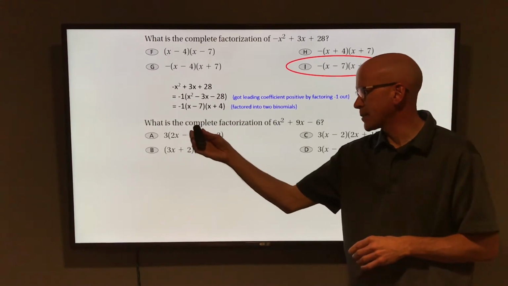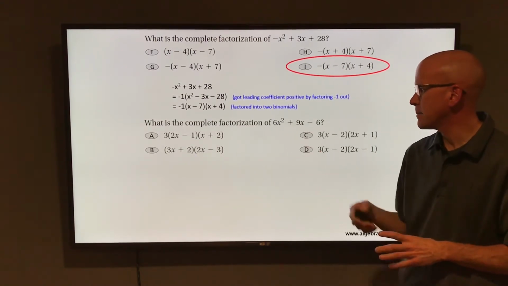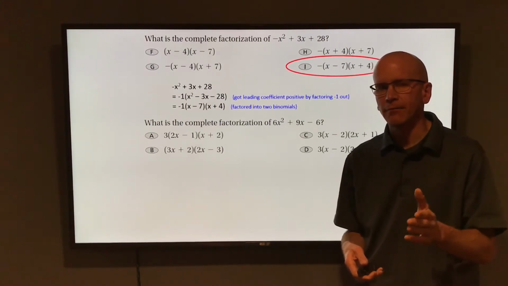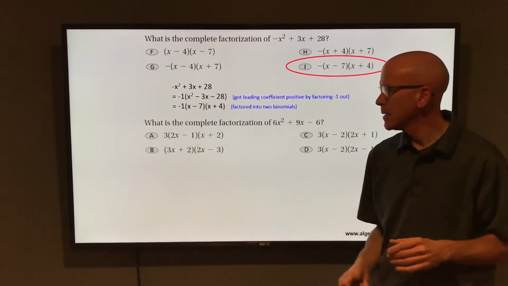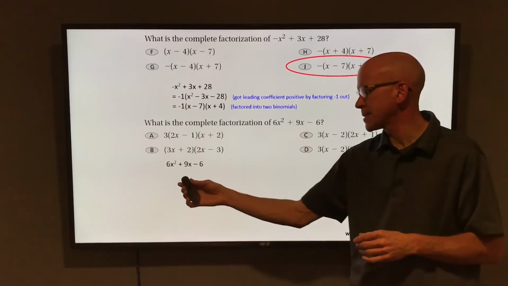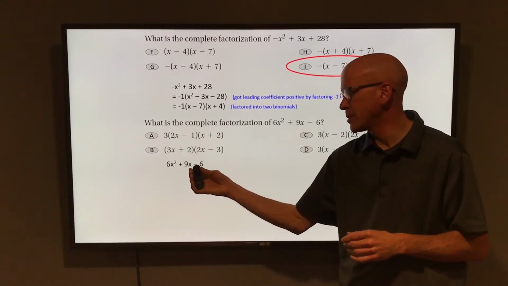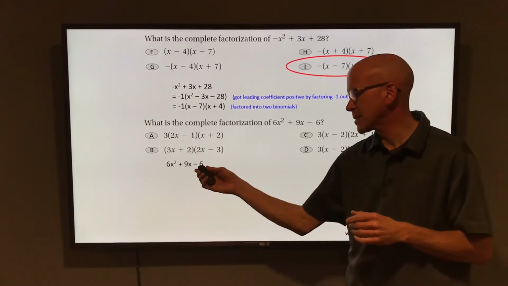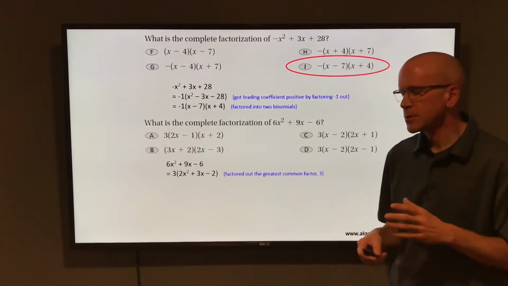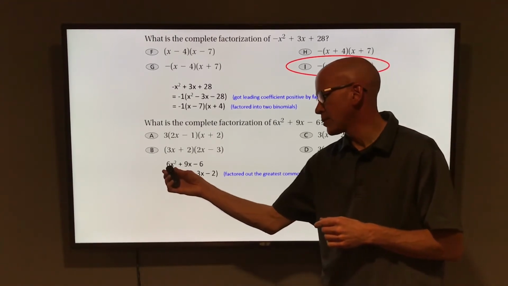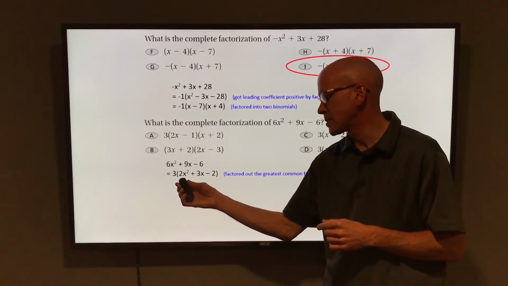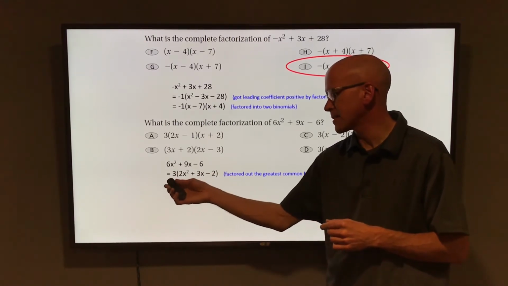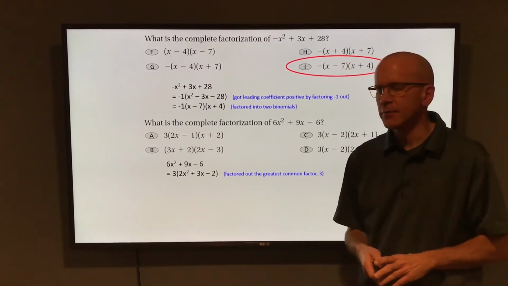What is the complete factorization of 6x squared plus 9x minus 6? Always look for a common factor that you could factor out first before you do anything else. So the 6x squared plus 9x minus 6, a common factor to those three terms, it's not 3x, it's just 3. There is no x attached to the 6. So we're going to factor 3 out, divide each term by 3. So 6x squared divided by 3 is 2x squared. 9x divided by 3, that is 3x. And negative 6 divided by 3, that would be negative 2.